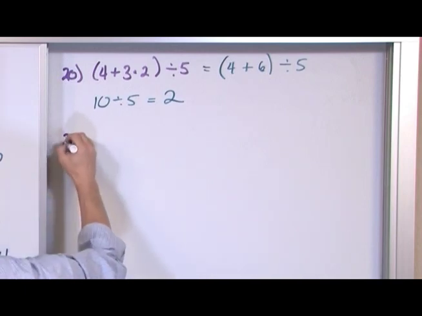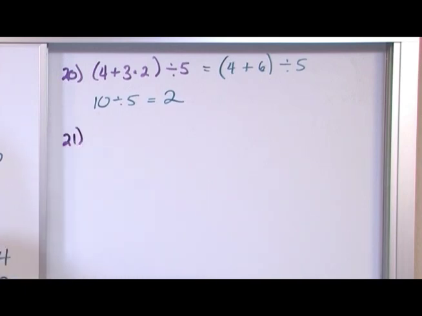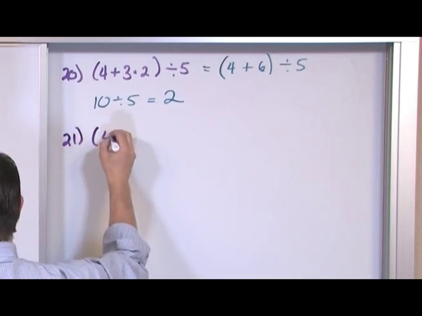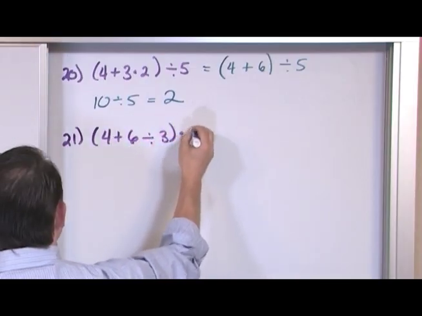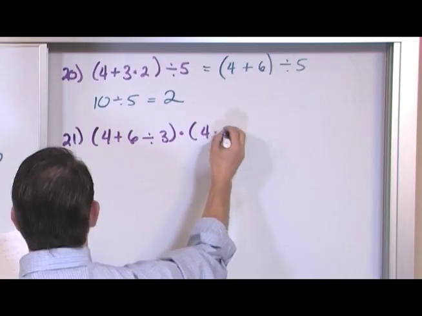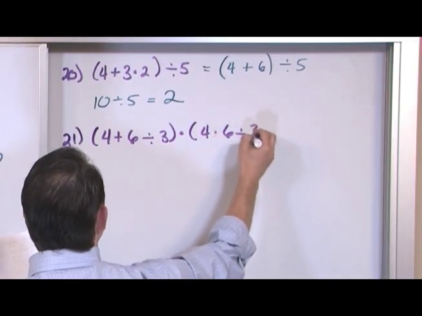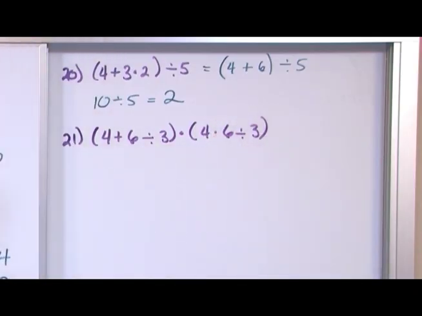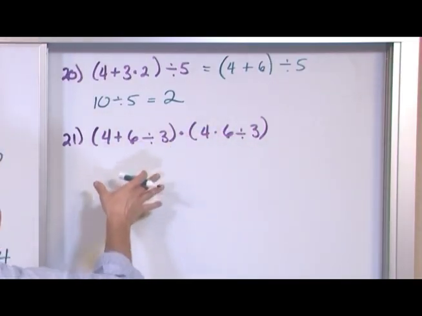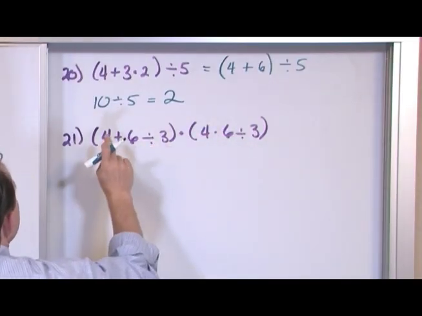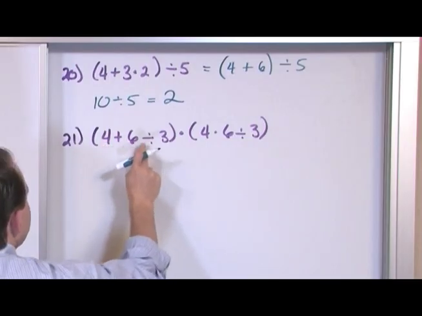Okay, 21. Let's say we had 4 plus 6 divided by 3, multiplied by 4 times 6 divided by 3. Okay? So we have two things multiplied together, and both of them are basically inside of parentheses. So we have to evaluate inside the parentheses first. But again, inside of this parenthesis, I've got addition and I've got division going on.